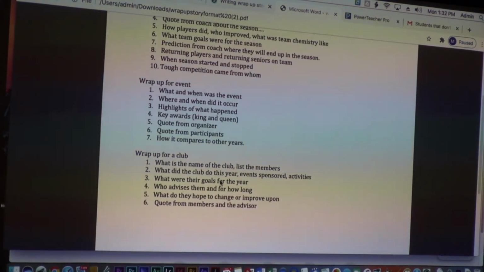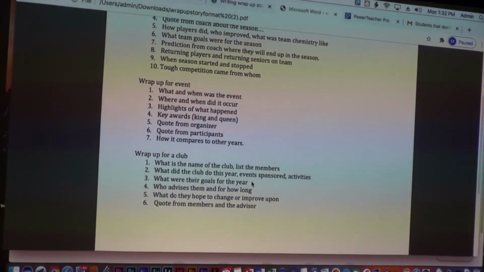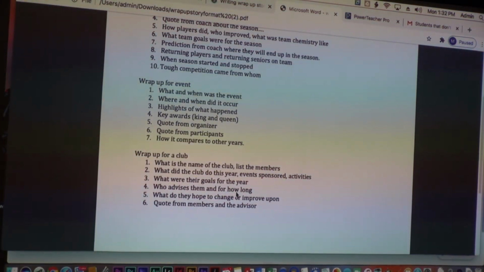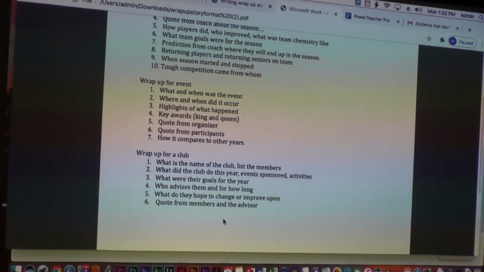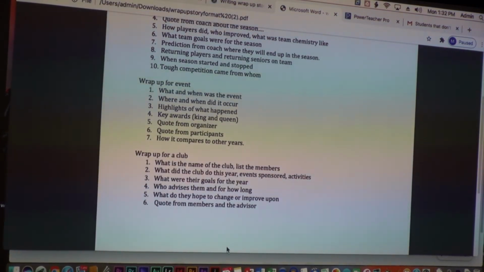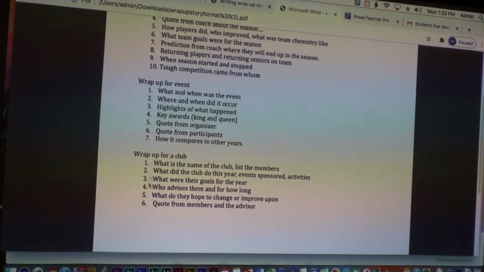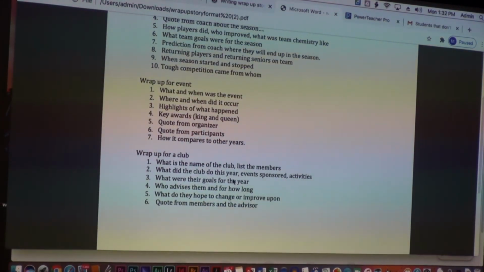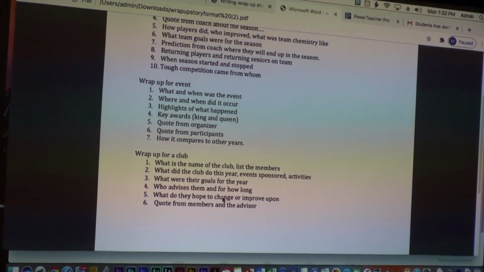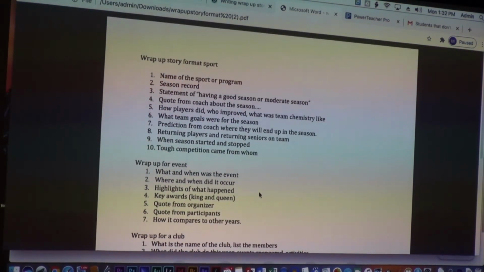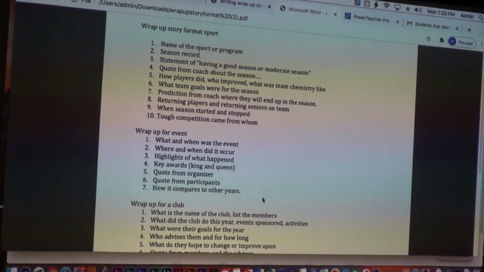What were the goals for the year? So maybe the goals were the sponsorships. Maybe it was something else. Who was the advisor? How long has that person been advising them? What do they hope to change or improve upon? And quotes from members and advisors. So make sure you talk to the advisor. Again, these are also questions you could email somebody. So you could email them and get the information. If you don't get enough information, then try to contact them. But I am summing it up for you. These are the questions you need to ask.